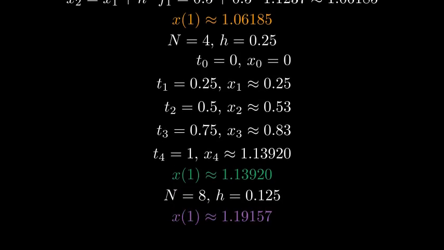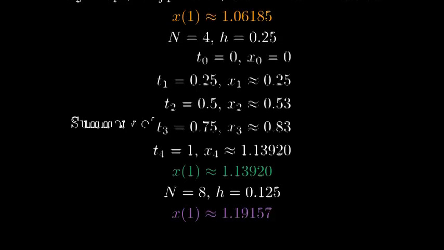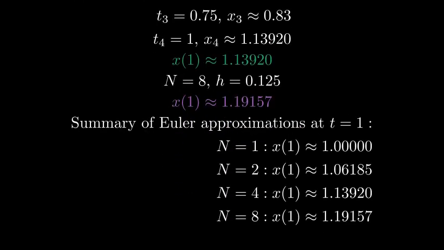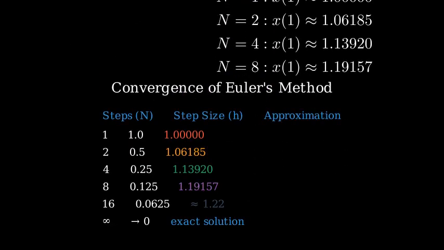Let's summarize our approximations at t equals 1. With n equals 1 step, we got x approximately equals 1.00000. With n equals 2 steps, we got x approximately equals 1.06185. With n equals 4 steps, we got x approximately equals 1.13920. With n equals 8 steps, we got x approximately equals 1.19157. Notice that as we increase the number of steps n, our approximation gets more accurate.